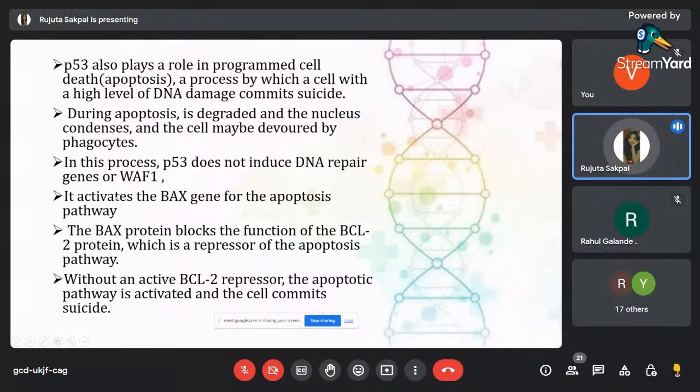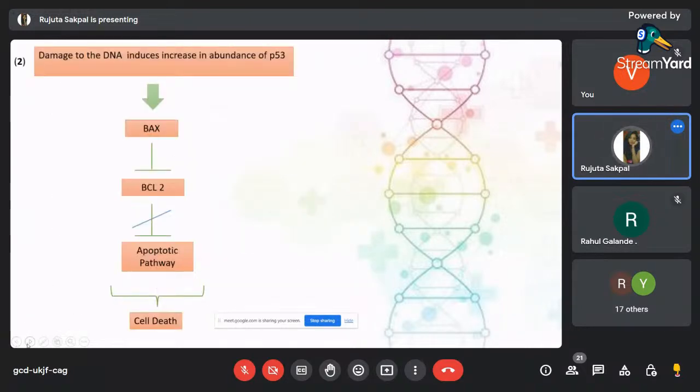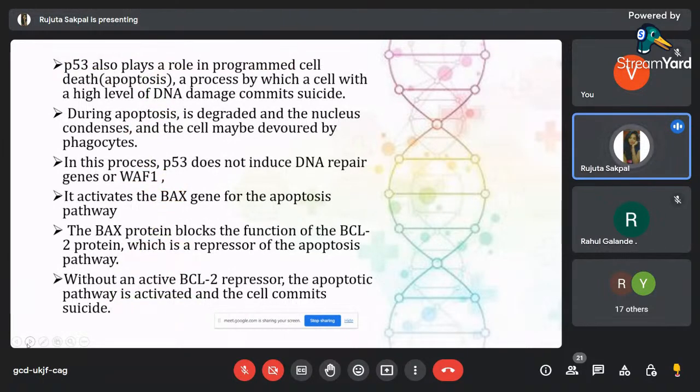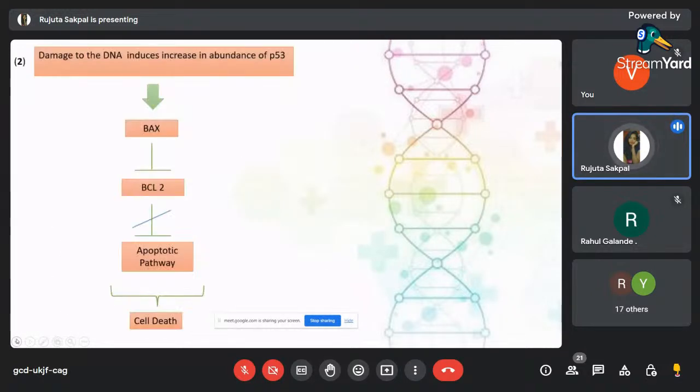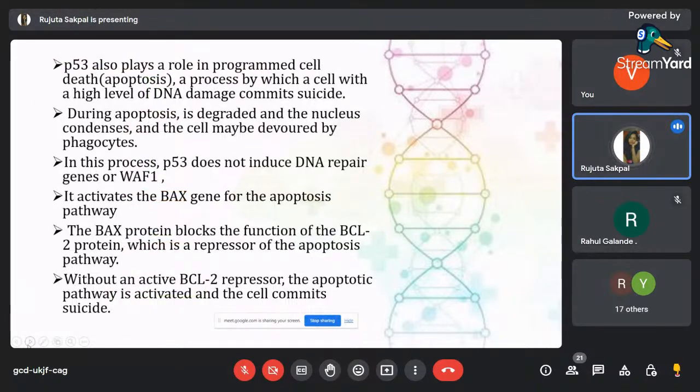P53 also plays a role in programmed cell death, a process by which a cell with a high level of DNA damage commits suicide, as we saw in the last pathway. In this process, P53 does not induce DNA repair genes. It activates the BAX gene for the apoptosis pathway, and the BAX protein blocks the function of BCL2 protein, which is a repressor of the apoptosis pathway. Without an active BCL2 repressor, the apoptotic pathway is activated and the cells commit suicide.